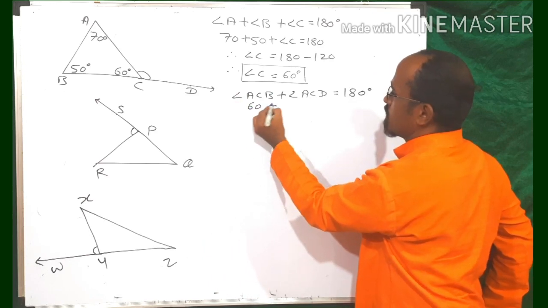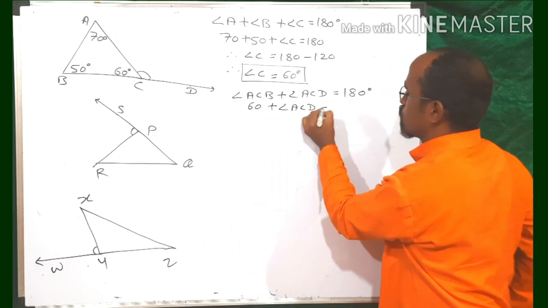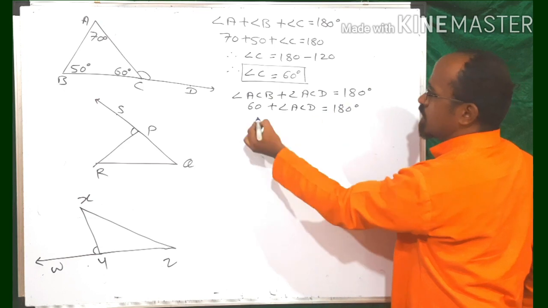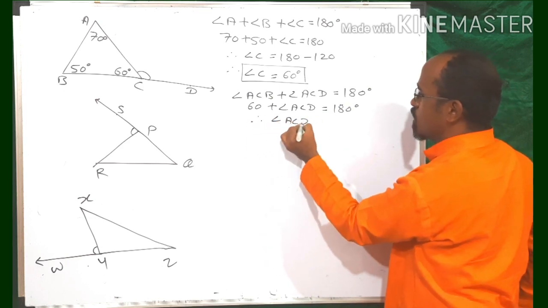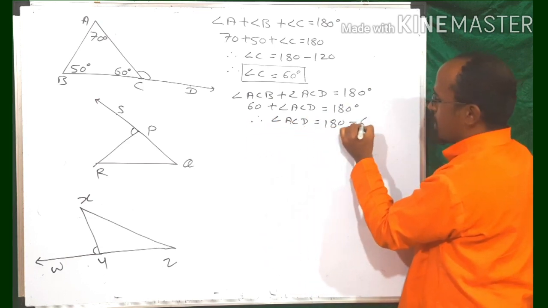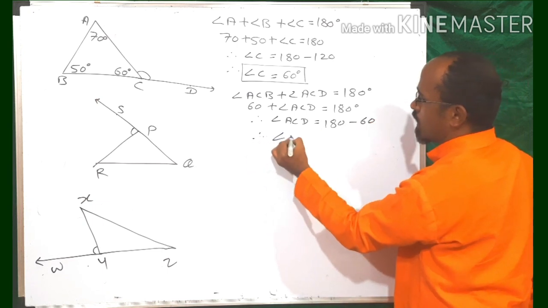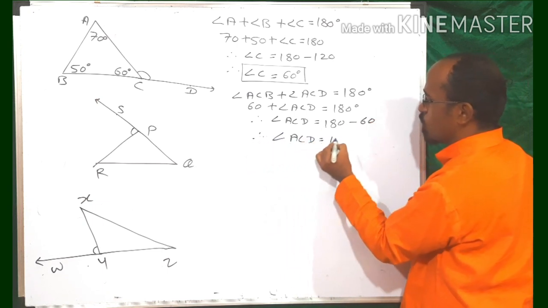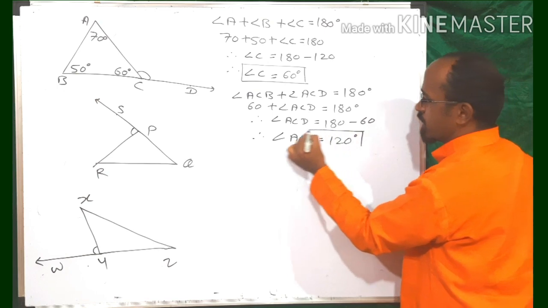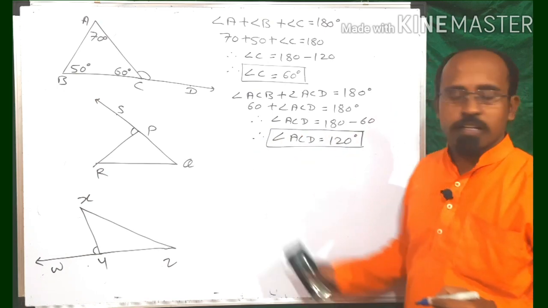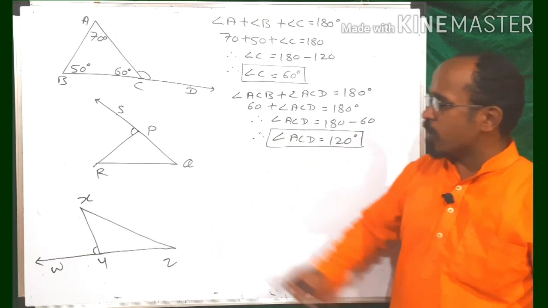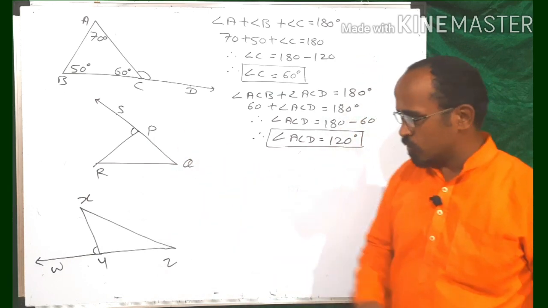So 60 plus angle ACD is equal to 180 degrees. Therefore angle ACD is equal to 180 minus 60. Therefore angle ACD is equal to 120 degrees. Clear friends? Similarly, we can find out measurements in such angles also.